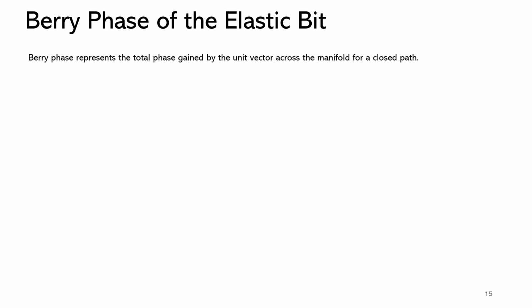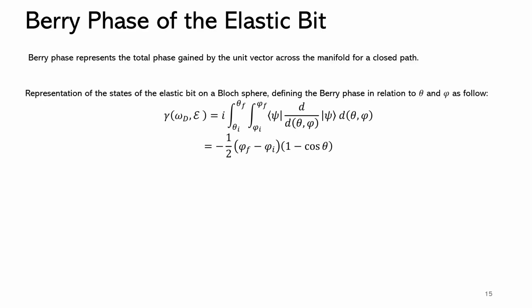And right now we have to understand the Berry phase of the elastic bead. The Berry phase represents the total phase that is gained by the unit vector across the manifold for a closed path. In our system we have the driving frequency and state ratio that we are changing. We are also changing the initial phase. In our current study, we are changing the driving frequency and state ratio, and for each of these components we are moving the initial phase from minus pi to plus pi.